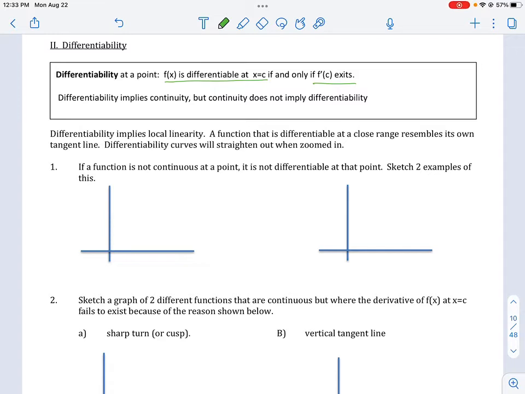You can only have a slope if the graph has a point there. But just because a function is continuous does not mean it is differentiable. Okay, let's look at two different examples.